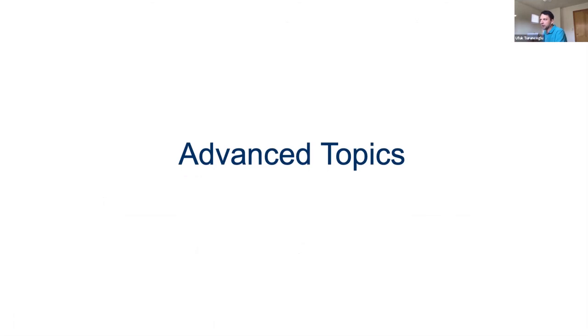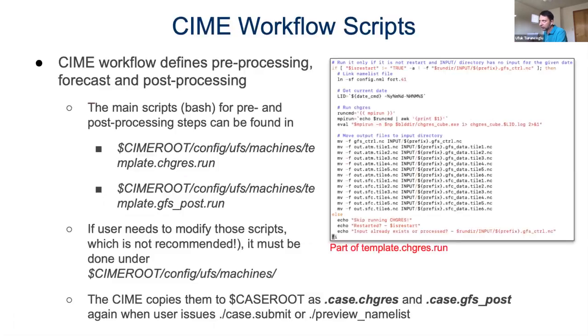So at this point, I just want to mention a little bit about the advanced configuration. This is basically related to the SIM workflow script. SIM creates scripts for the pre-processing and post-processing behind the scenes, and you can see all those template scripts under the SIM root config UFS machines folder. In this case, you have two different template scripts in there, one for CHANGES, one for GFS post.